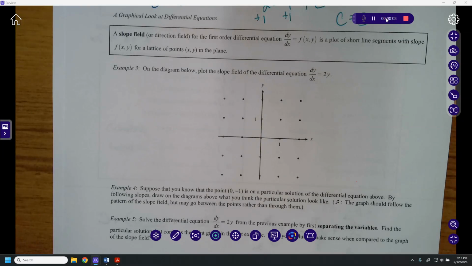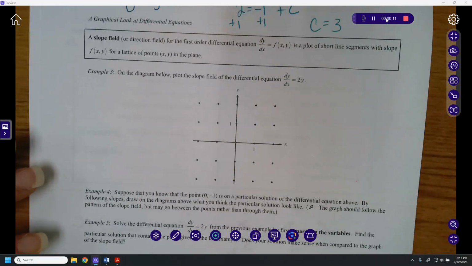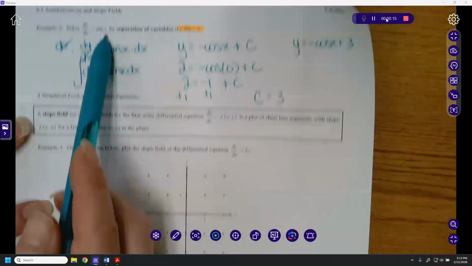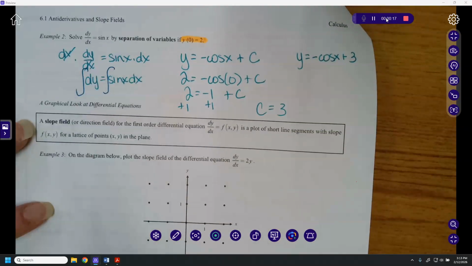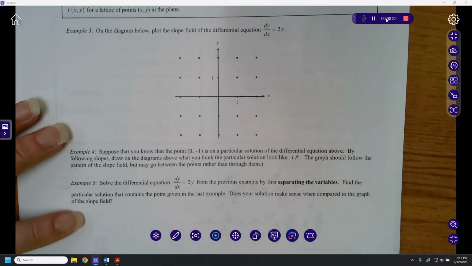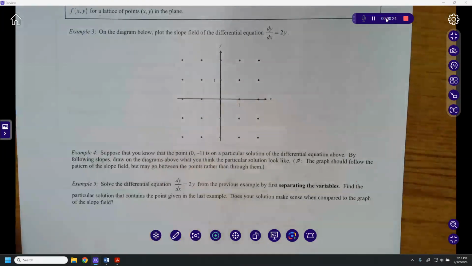Okay, we are back. So we are looking at now a graphical look of a differential equation. Today we're going to talk about slope fields, and then we're going to also talk about what if you don't have just an x here, but you have an x and a y. So we have something called a slope field in calculus.